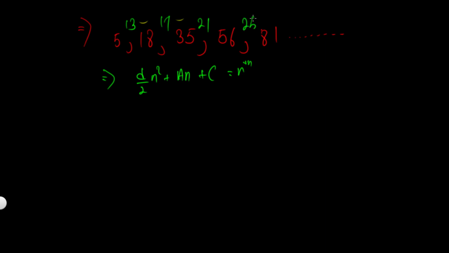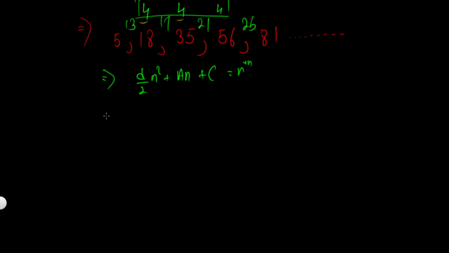If this was a linear sequence, the first difference would be a constant value. The fact that it's not shows that it's not a linear sequence. Nonetheless, 17 minus 13 is 4, 21 minus 17 is also 4, and 25 minus 21 is also 4. The second difference is a constant value, which means that this is a quadratic sequence.